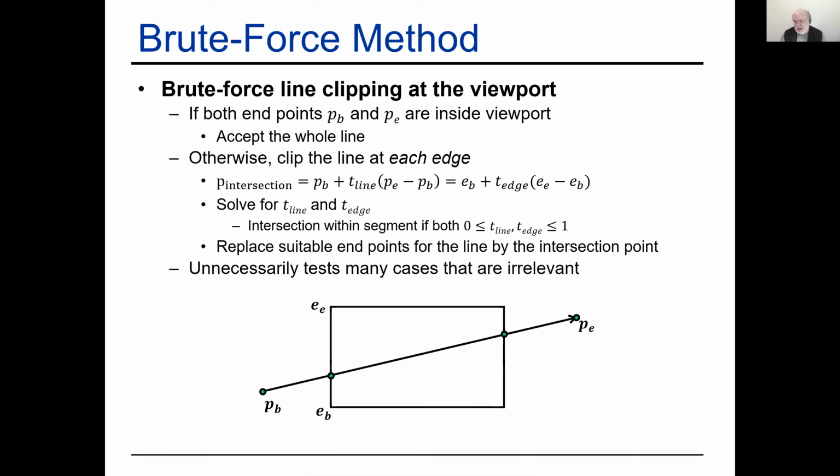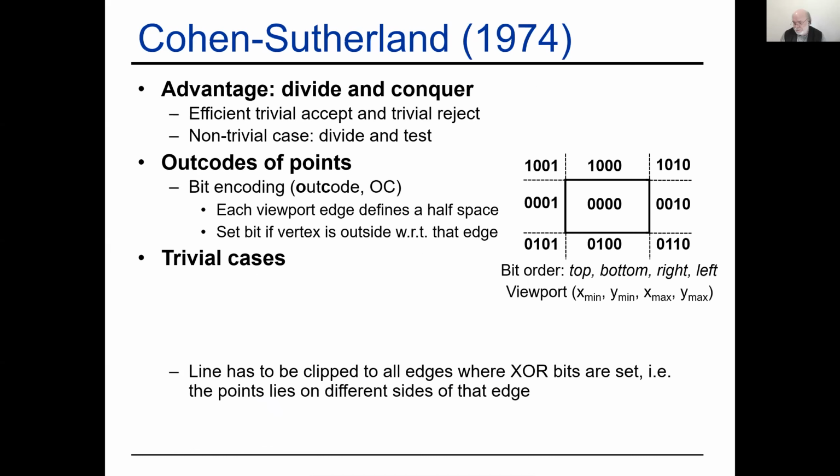So it's certainly not a very efficient algorithm. Also, we're not taking advantage of the fact that in some cases we can trivially reject a line. That is hard with this approach. So a very basic and important algorithm for handling this more efficiently is the Cohen-Sutherland algorithm, developed in 1974, of course. And it's a kind of divide and conquer approach.